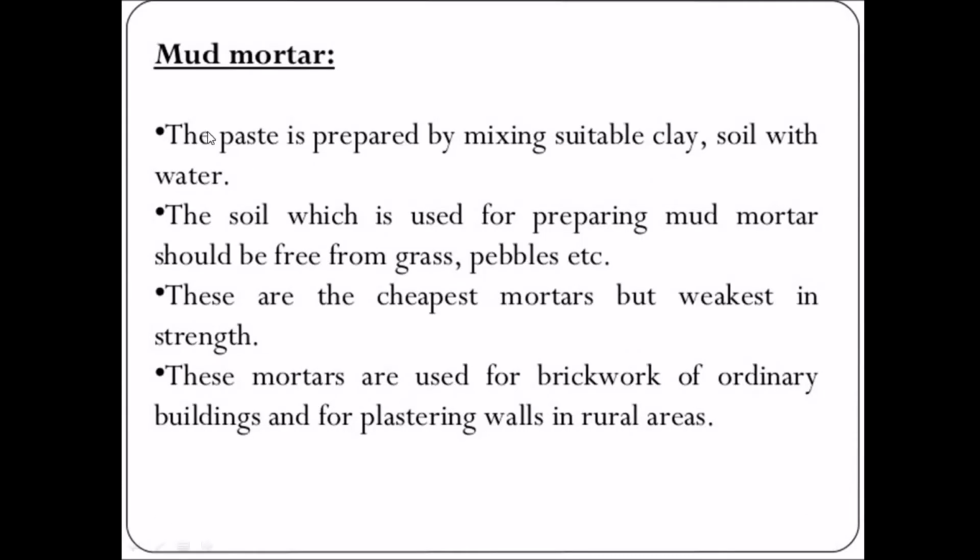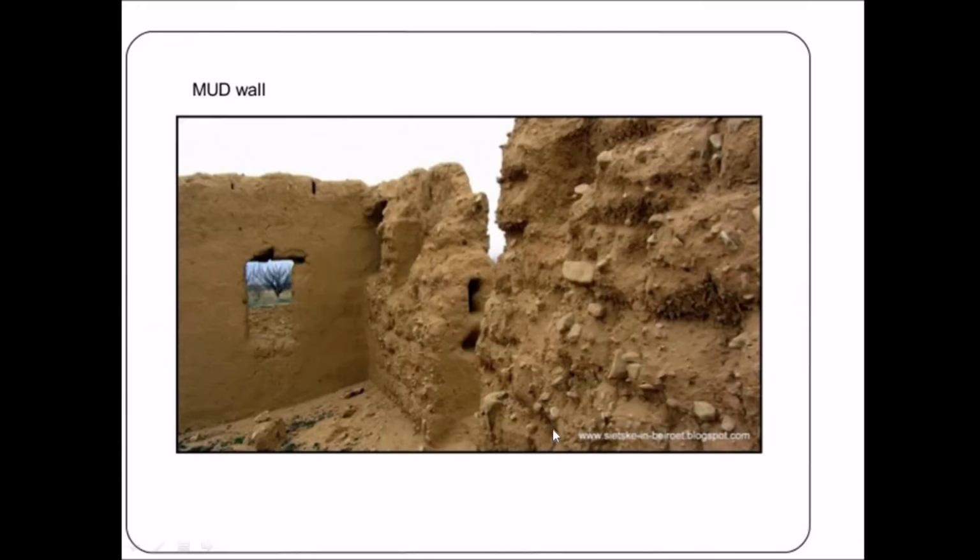Next one is mud mortar. The paste is prepared by mixing suitable clay soil with water. The soil used for preparation of mud mortar should be free from grass and pebbles. These are the cheapest mortars but weakest in strength. These mortars are used for brickwork of ordinary buildings and for plastering walls in rural areas. In the slide, you can see the figure of a mud wall.